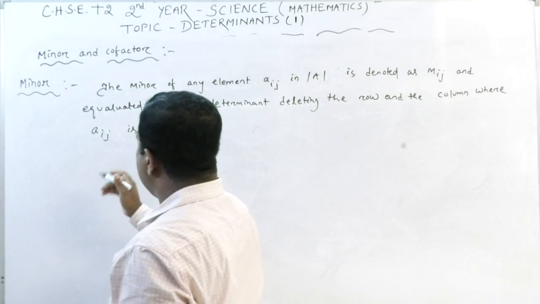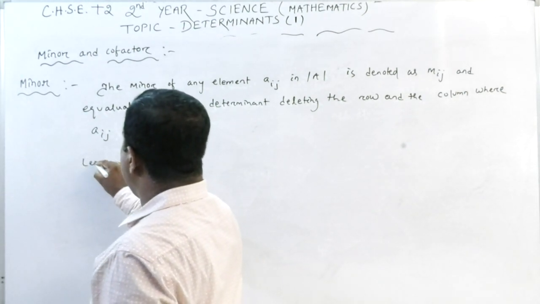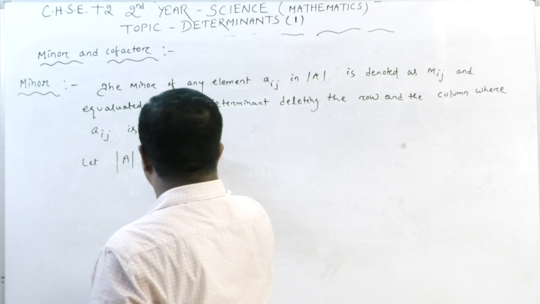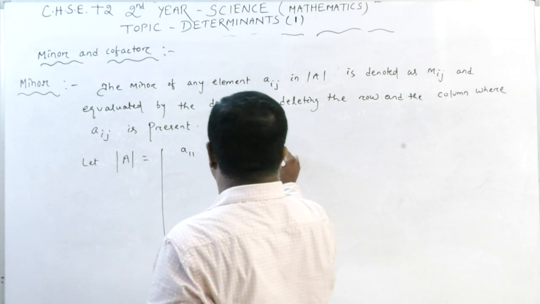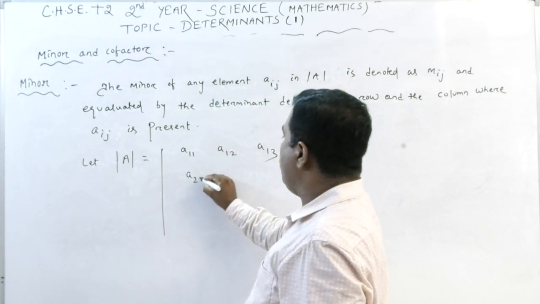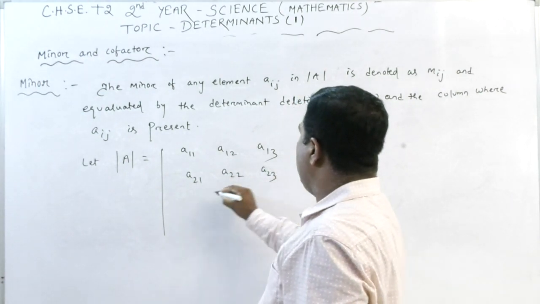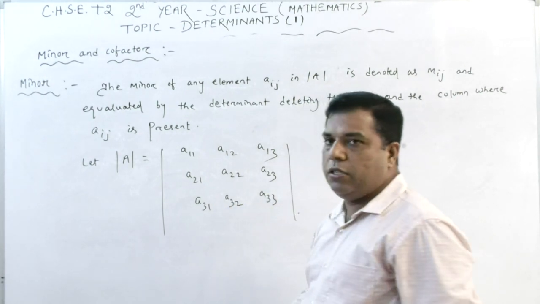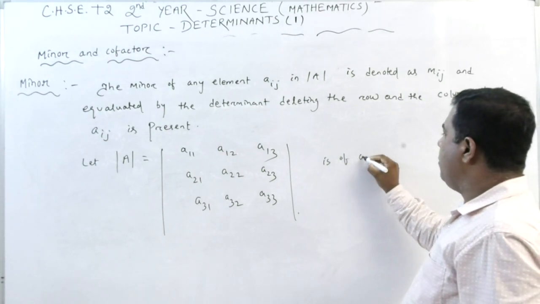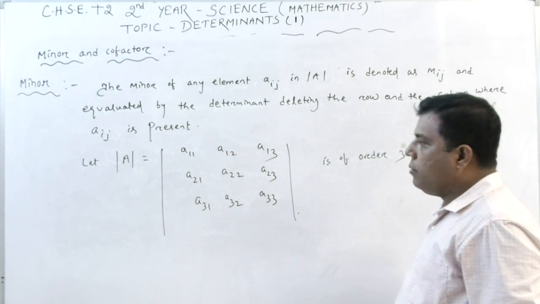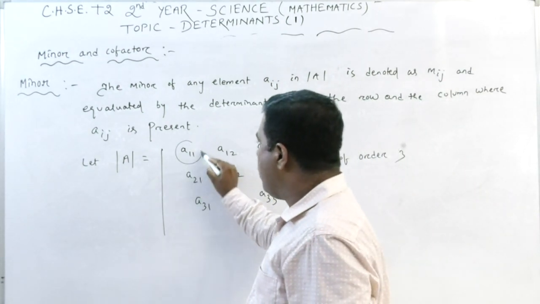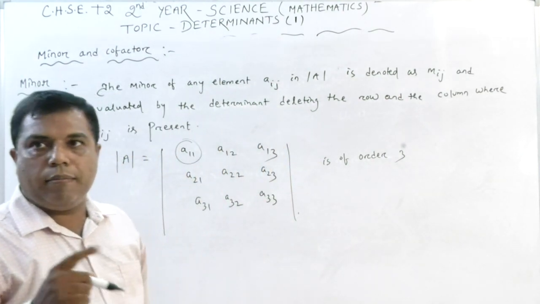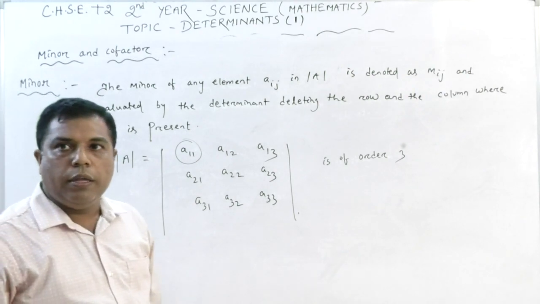Let me show it. Suppose I take the determinant of A equal to A11, A12, A13, A21, A22, A23, A31, A32, A33. It is a third order determinant. Suppose we take one element, A11, and I am interested in finding its minor. I am going to show you the concept of minor.